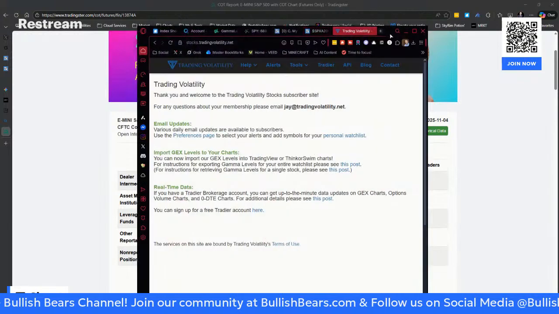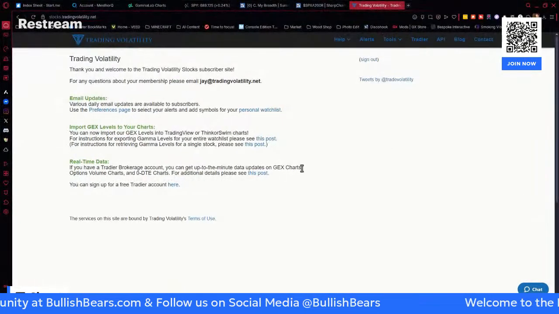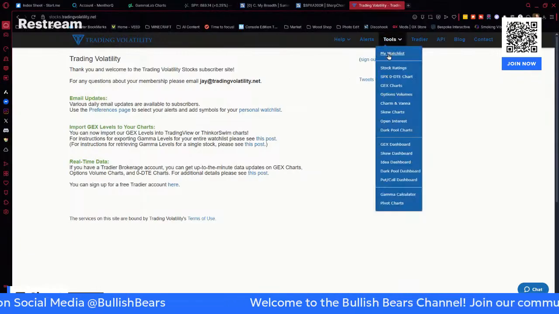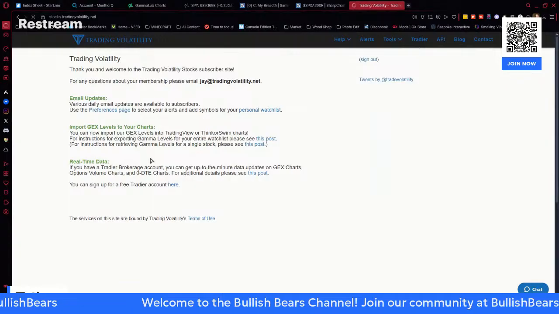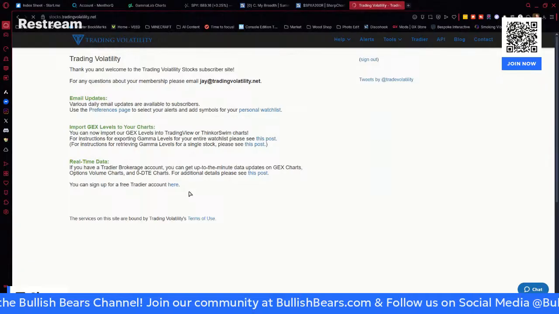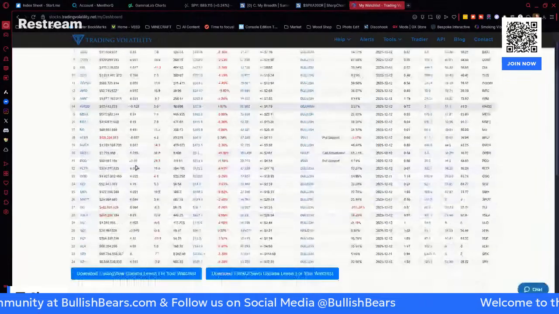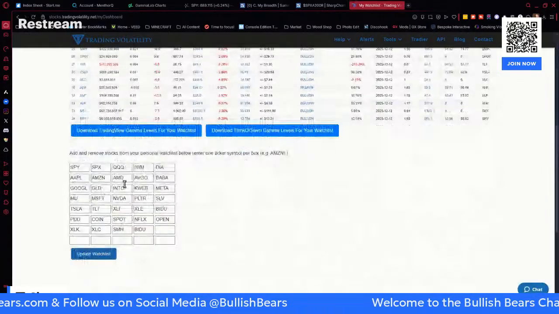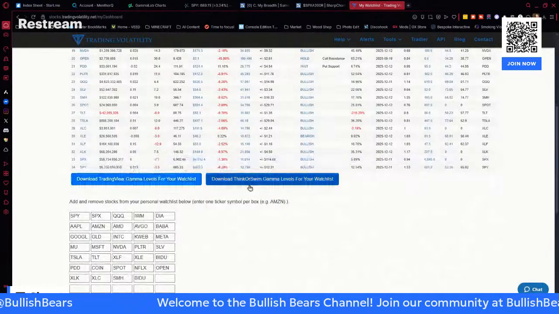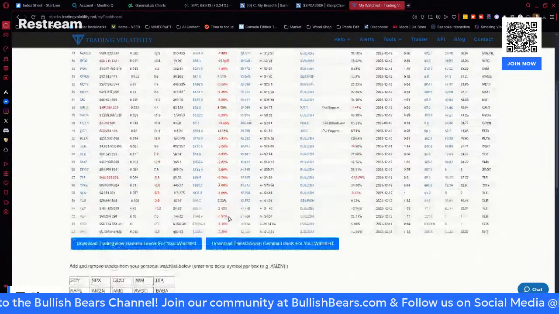So every morning when I post the list that has equities with the call wall and the put wall, that comes from Trading Volatility. I put in the stock down below, and then it gives me the gamma levels for Thinkorswim and for TradingView, and then I share that with you guys every day.